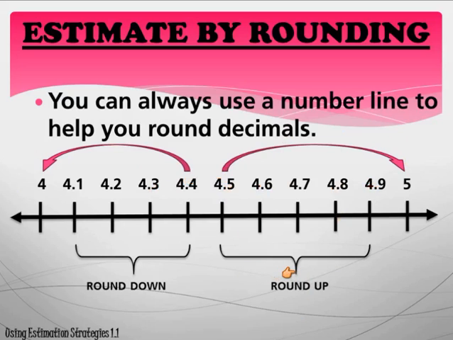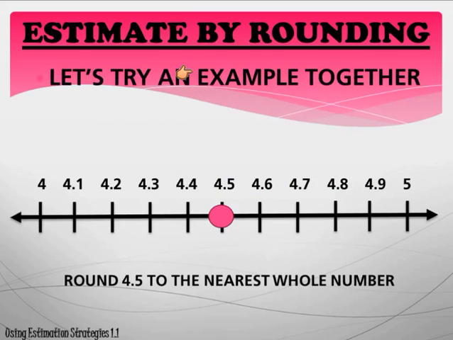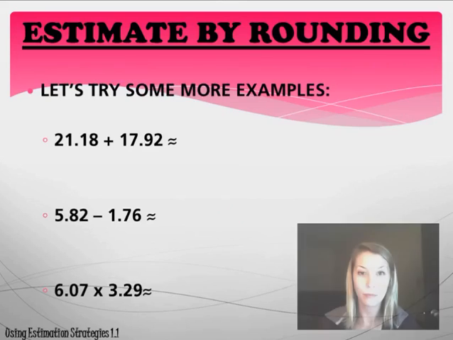So let's take a look at an example of what that might look like. We're asked to round the decimal 4.5 to the nearest whole number. Being that 4.5, that 0.5 tells me that it is closer to the whole number 5 than it is to the whole number 4. So in this case, we are going to round up to 5. Pretty simple. But let's take a look at some other examples.